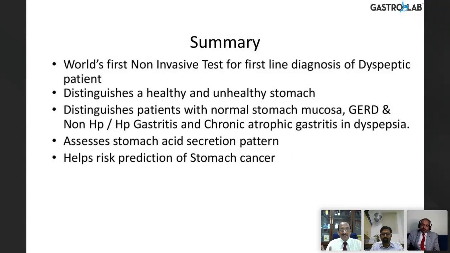Because today the style is, whenever somebody comes with dyspepsia, you don't know the answer, you just prescribe a PPI. That is not the way to treat these patients. And also, most important and the last point, is that it can help assess the risk of predicting a future stomach cancer.